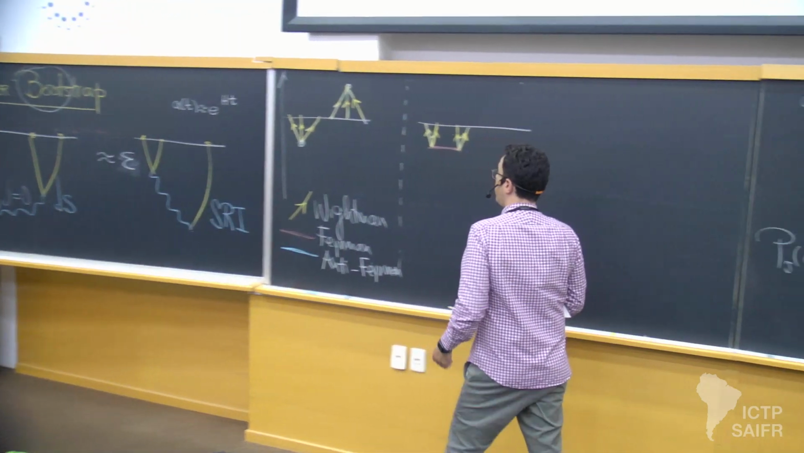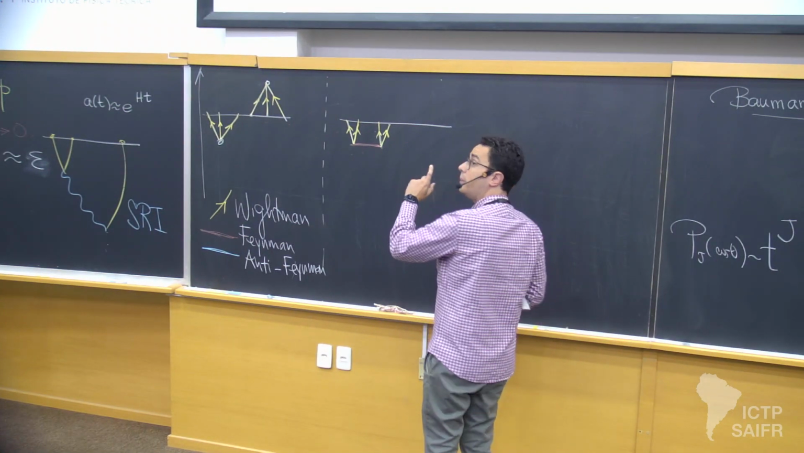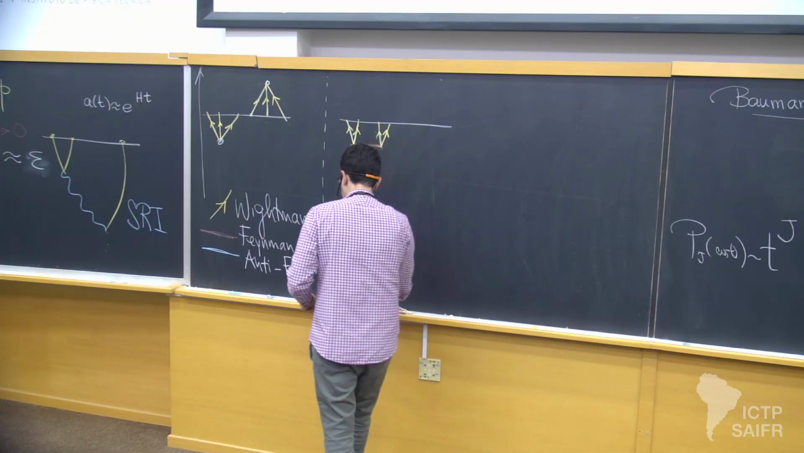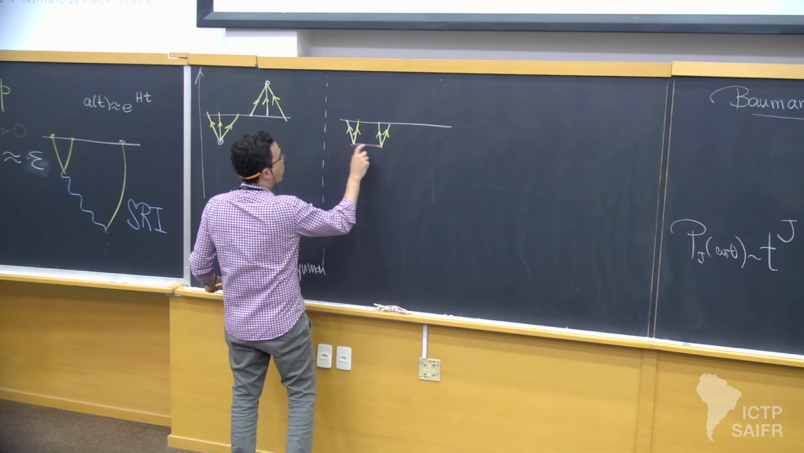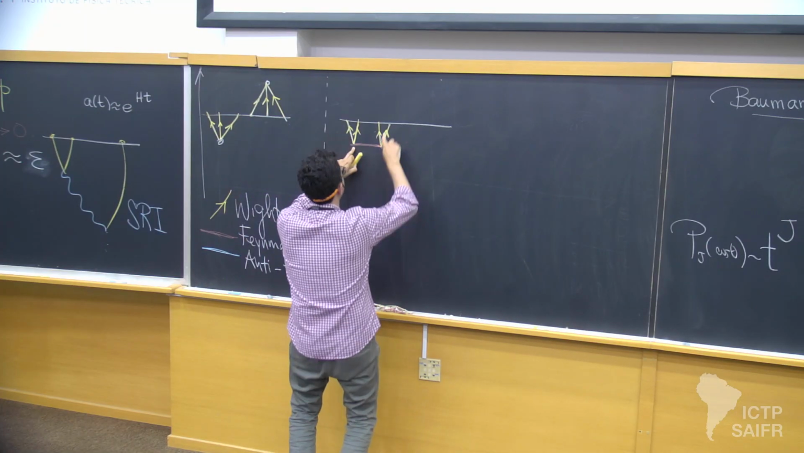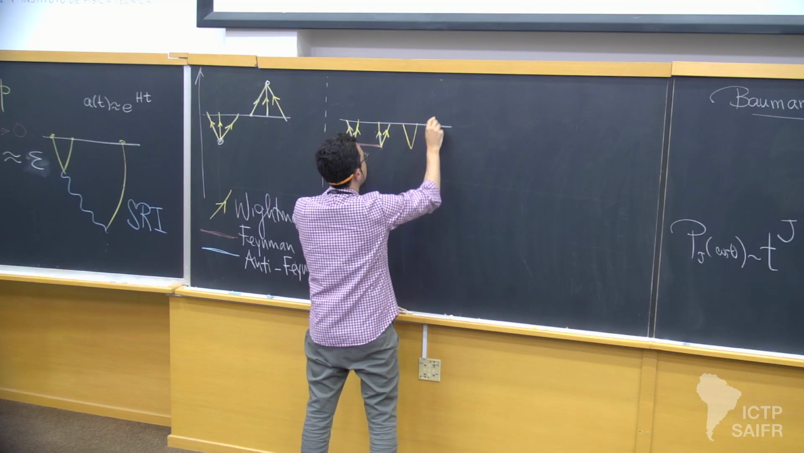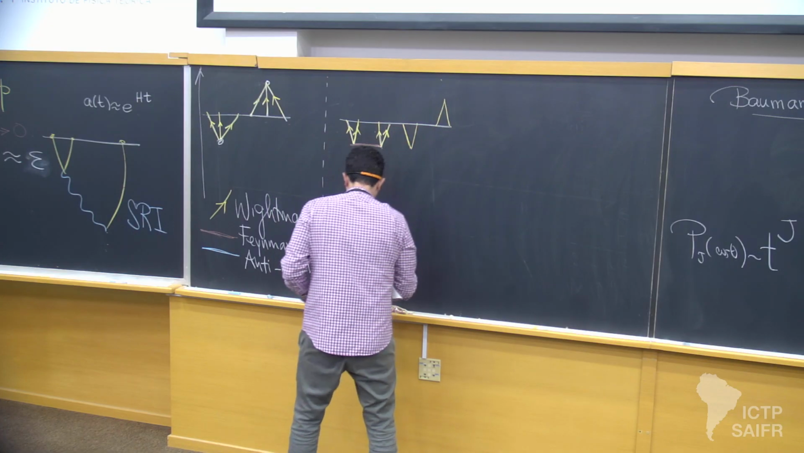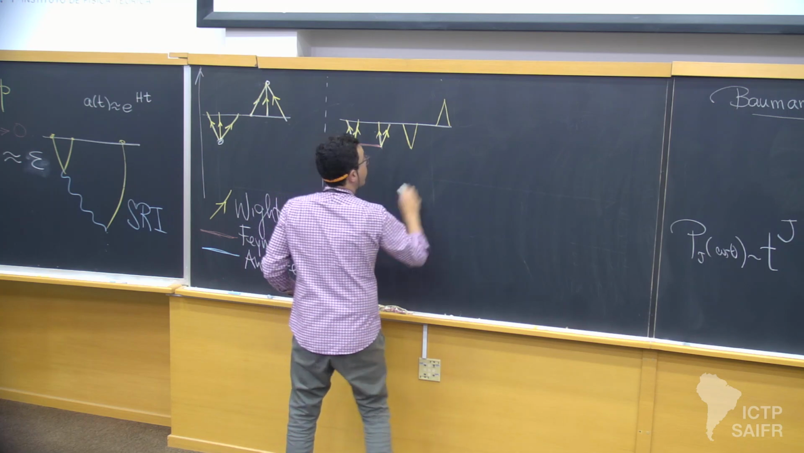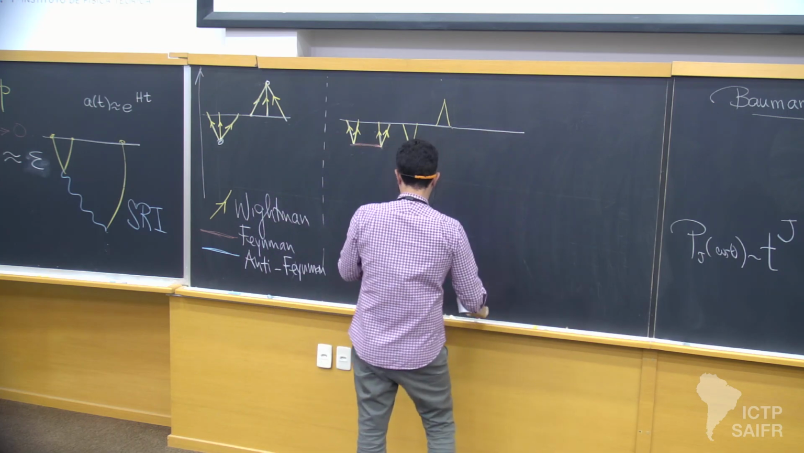So now there will be different diagrams. So what happens? I can now put one vertex at a time in the upper part. So I can have a diagram that looks like this. I can have another diagram.